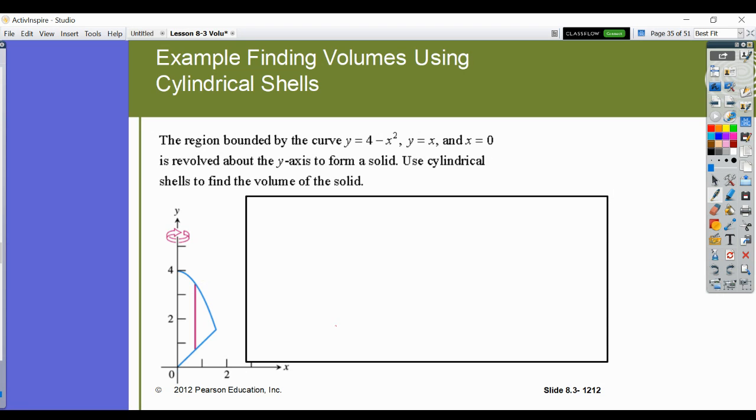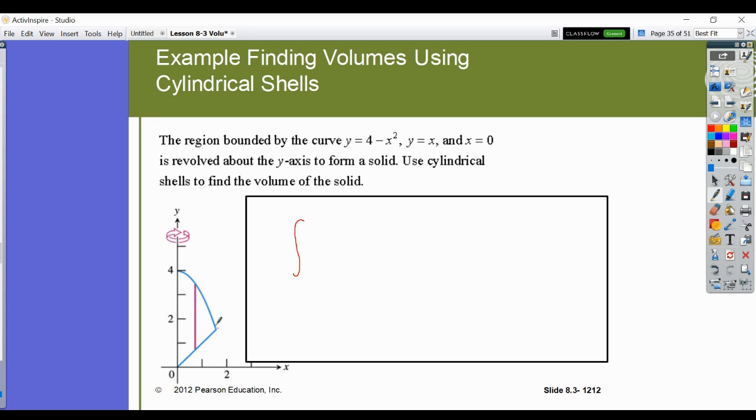So here's another example. Just turn one around a little bit. So this one, we have the equations in terms of x, and we're going to spin in terms of y. So they've already graphed this one for us. We have a parabola, a line, and the x equals 0, the y-axis. So we're spinning this shape around and making a 3D model. So we have the equations in terms of x, we're spinning around y. So we're going to integrate with respect to x.